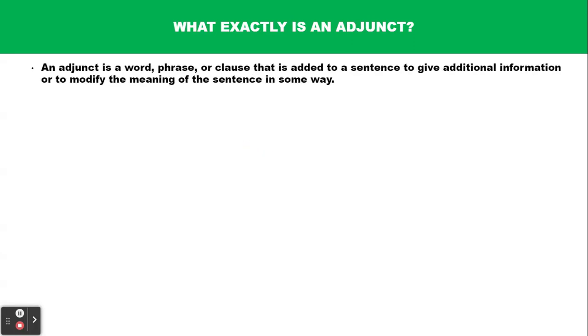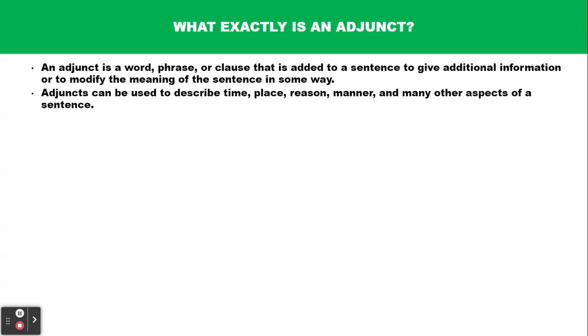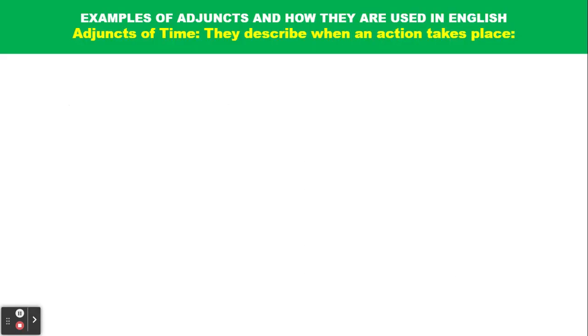What exactly is an adjunct? An adjunct is a word, phrase, or clause that is added to a sentence to give additional information or to modify the meaning of the sentence in some way. Adjuncts can be used to describe time, place, reason, manner, and many other aspects of a sentence. And this brings us to examples of adjuncts and how they are used in English.